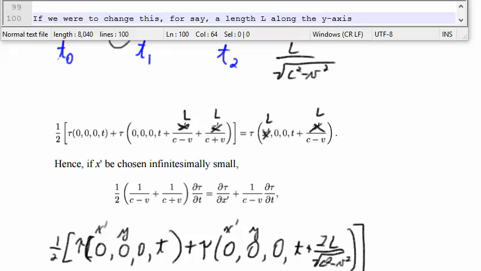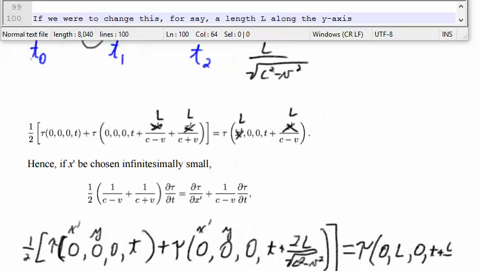And so that will equal this time, so half of the 2 is going to be the 1. And so this will be tau, x prime still 0, but y will be L, z will be 0, and t will be just t plus L over square root of c squared minus v squared.